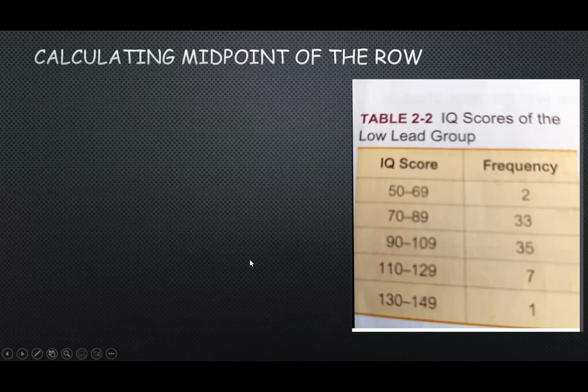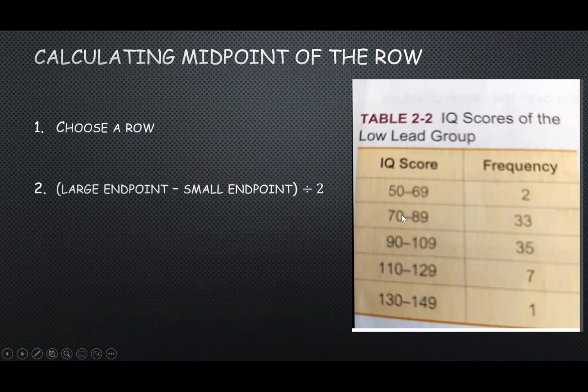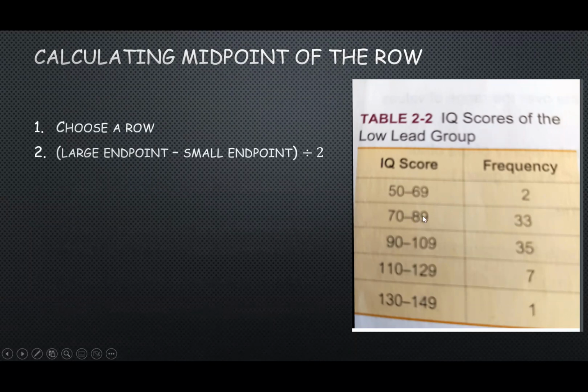How about calculating the midpoint of a row? So we would choose a row, maybe this row right here, and it's the largest endpoint minus the smallest endpoint divided by 2. And then after we do that, we add that quotient to the smallest endpoint.